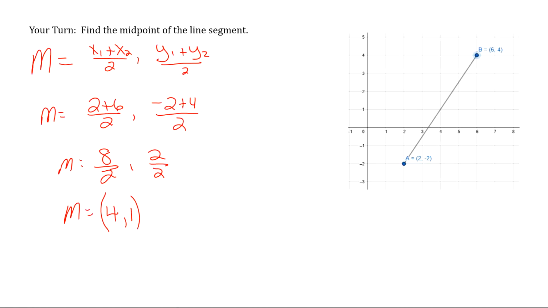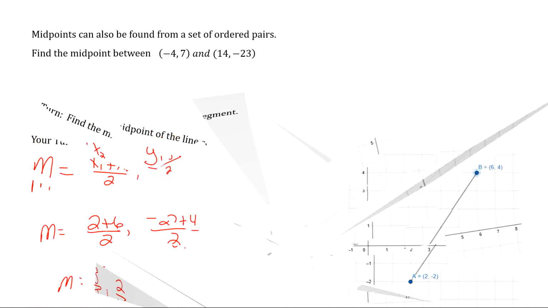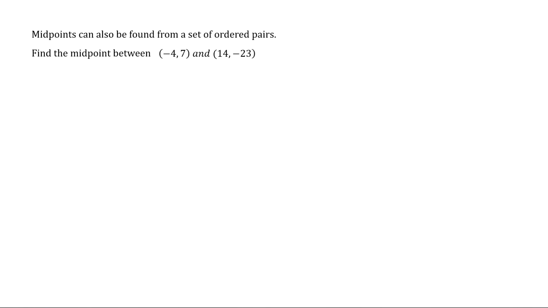Okay. So we've been able to do it looking at graphs where we've had the points given to us on the graph or we've had to figure out the points ourselves. We can still do this without having a graph given to us. We can do it through ordered pairs. So here's two ordered pairs. We're trying to find the midpoint between negative 4, 7 and 14, negative 23. Again, it's the midpoint, so we're going to use the midpoint formula: x1 plus x2 over 2, and y1 plus y2 over 2.